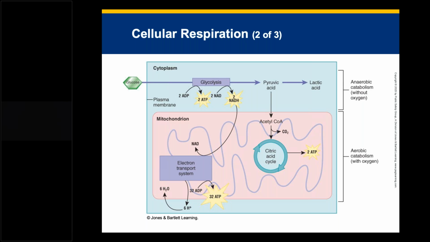So the figure shown shows anaerobic metabolism versus aerobic metabolism. During the process of anaerobic metabolism, which occurs in the cytoplasm, the breakdown of the glucose results in lactic acid. During aerobic metabolism, which occurs in the mitochondria, the breakdown of glucose results in carbon dioxide, water, and adenosine triphosphate.